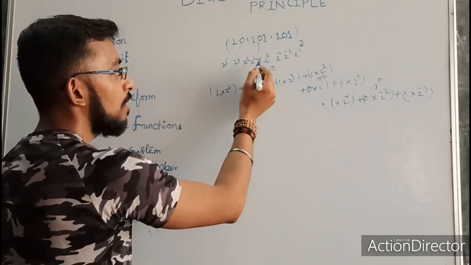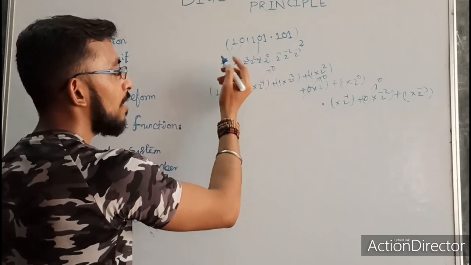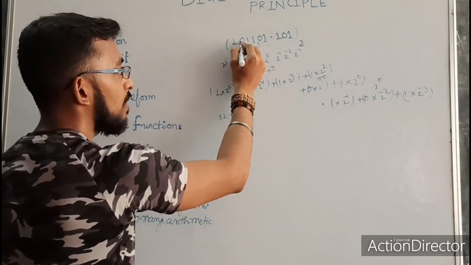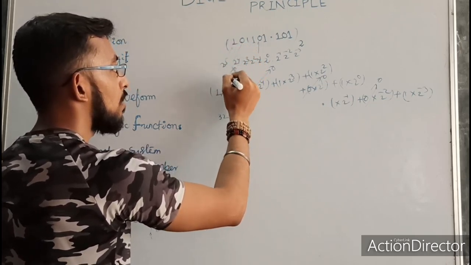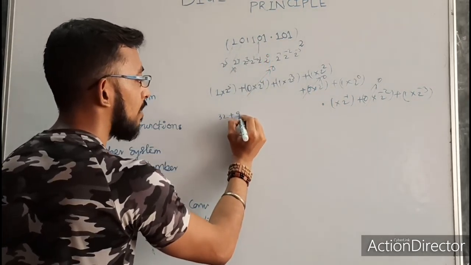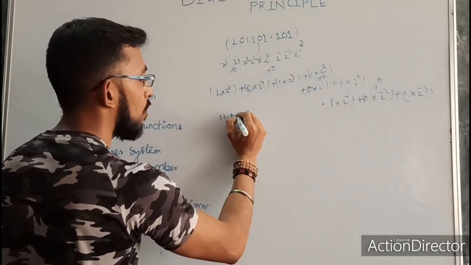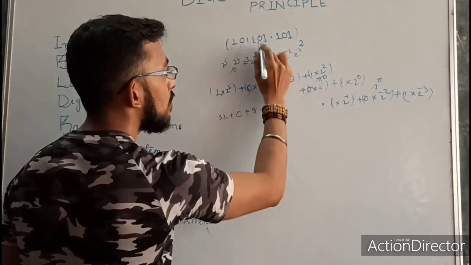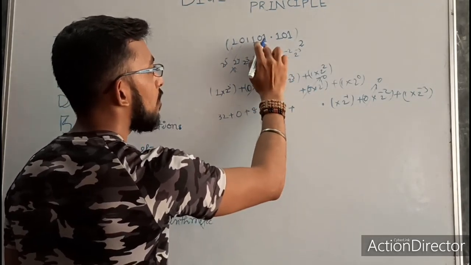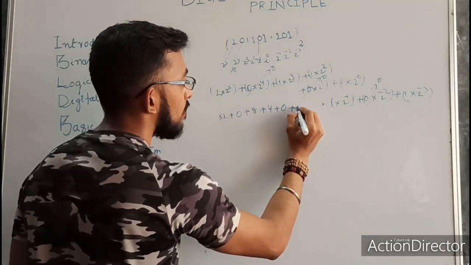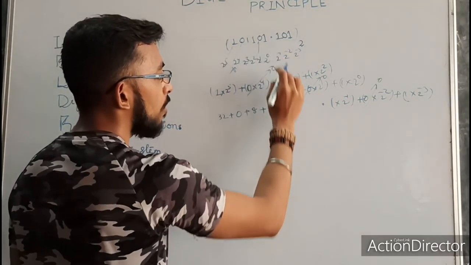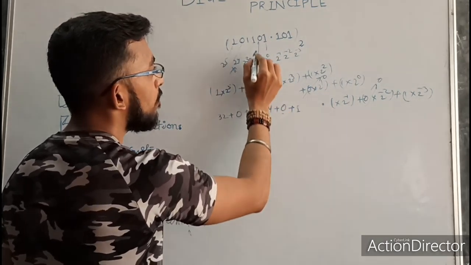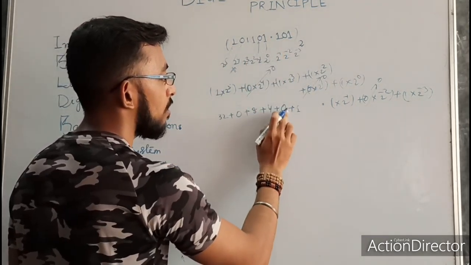So 2 power 5 means 2, 4, 8, 16, 32. So 32 is the first one. Plus this part is 0, which means 16 is removed from here. It is 8, because for 16 there is no term. Plus this is 4. Plus this part will be 0. This is 2 power 0, which is multiplied by 1, so it is 1. This is 2 power 1 multiplied by this 0, which will not give me a value.